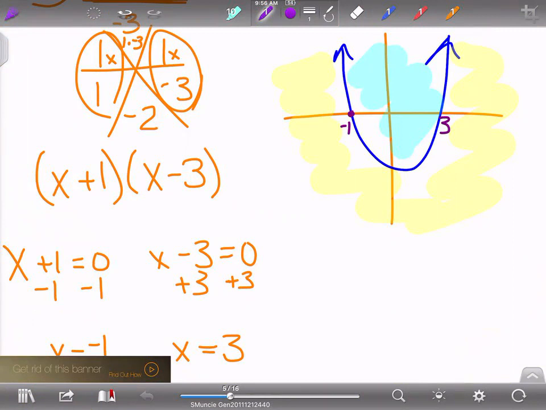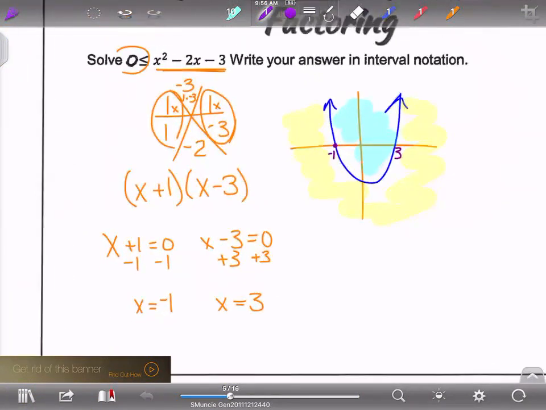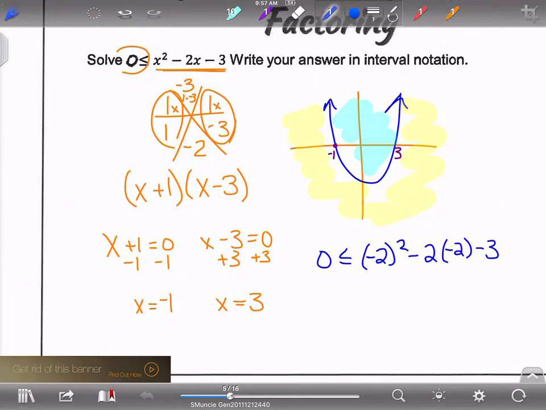If you had to pick a number in each region, you can't pick -1 because it's the borderline. Pick a number that's smaller than -1. What number is smaller than -1? -2. So if Kenny says -2, we're going to check it. It's going to be in this region right here. I'm going to plug -2 all the way back into the original. So 0 is less than or equal to -2 in parentheses squared minus 2 parentheses -2 minus 3. That's a calculator thing, right? All that right there. So take a minute, type all this in your calculator.